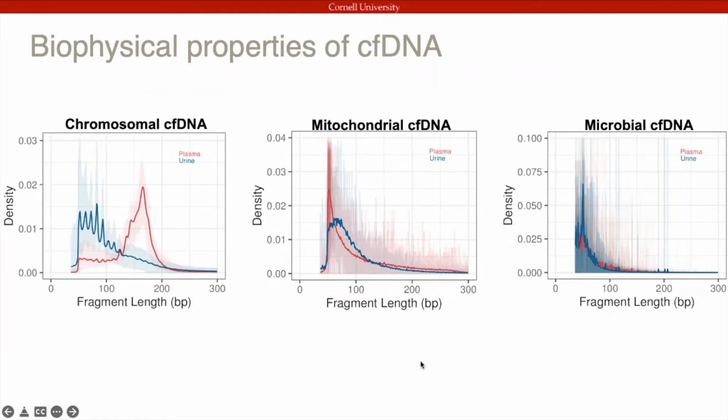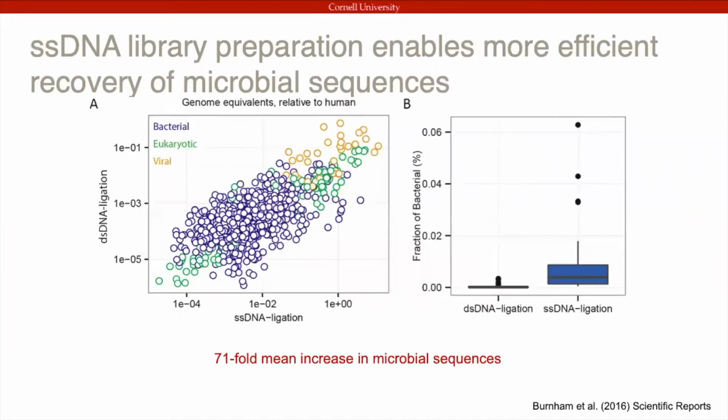We can also see that the fragment length profiles of plasma and urinary cell-free DNA that are part of the mitochondrial and microbial cell-free DNA subsets are both ultra short, with an average length of less than 100 base pairs. What was really exciting to see was that using the single-stranded DNA library preparation, we were able to have more efficient recovery of microbial sequences.